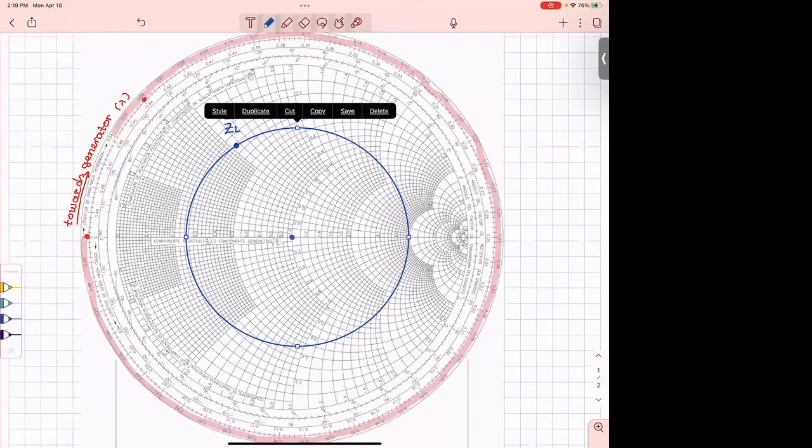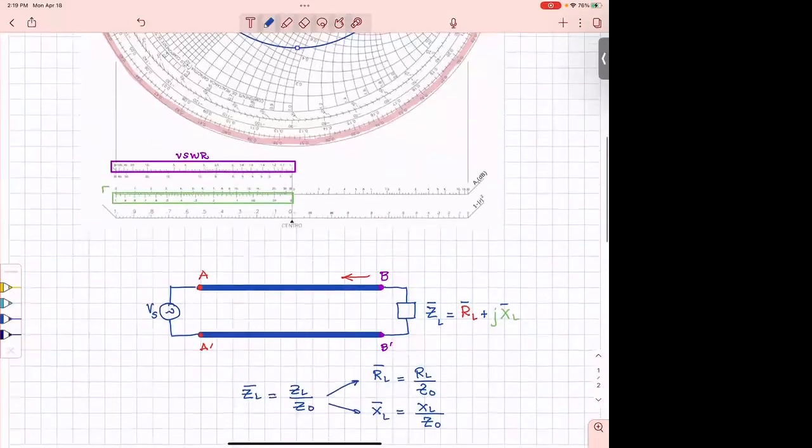This circle is called the constant VSWR circle, or the constant magnitude of reflection coefficient. But instead of saying all of this, the constant magnitude of reflection coefficient, I say the constant VSWR. Why do I say that? Tell me, if I am on a transmission line like this, and I move from B to A, at every point on this transmission line, how does the VSWR change?